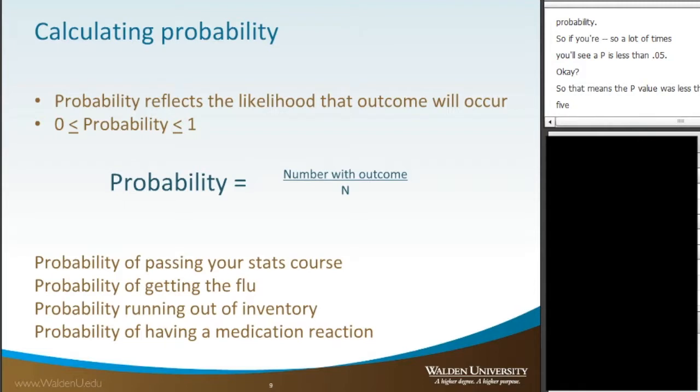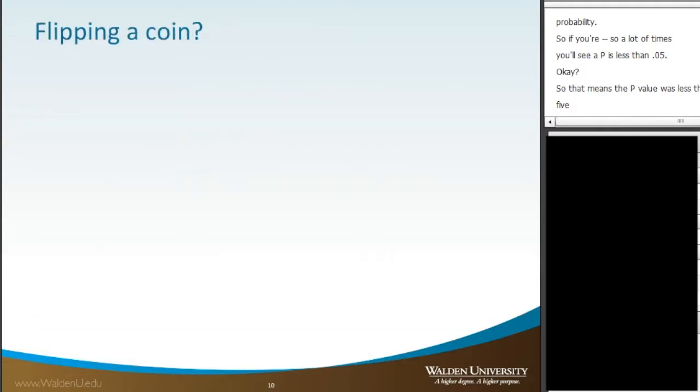If you're in nursing or healthcare, what is the probability of having a medication reaction? And sometimes it's the risk and benefit. So you're trying to figure out both the probability of an adverse event as well as the probability of a good outcome. So again, practical terms, flipping a coin.